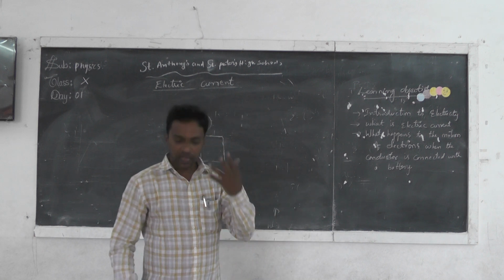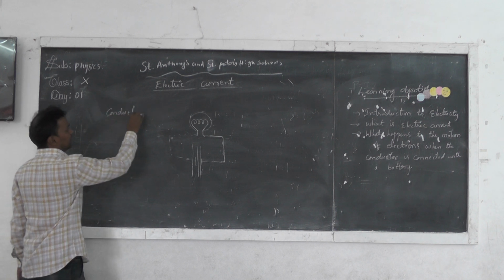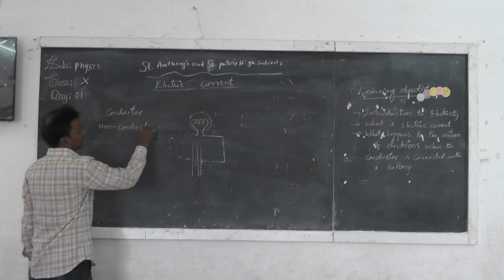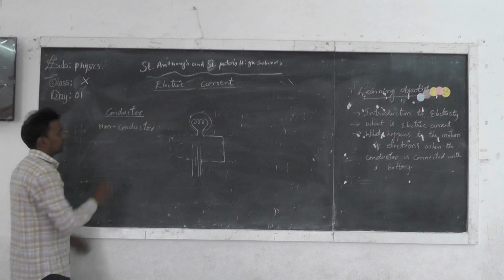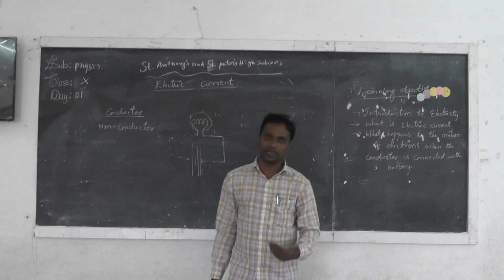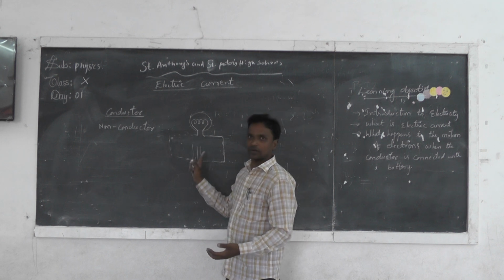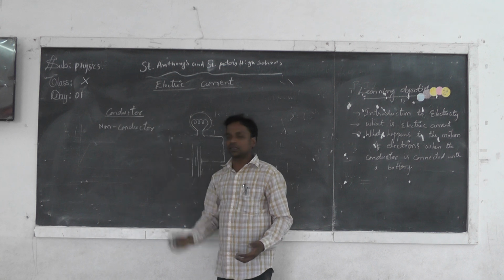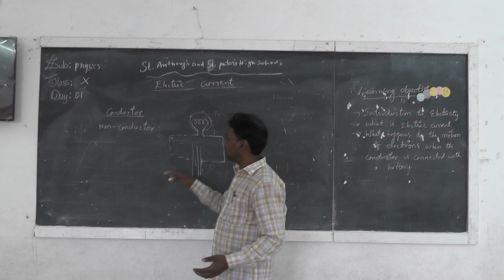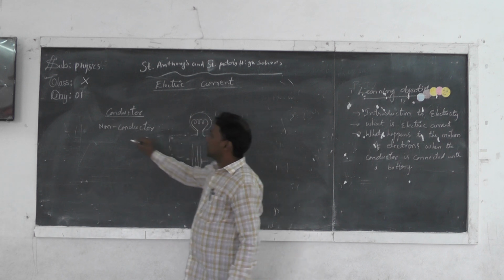From this situation, I can come to a conclusion about conductors and non-conductors. Conductor means the material which allows electrical energy to pass from the source to the bulb. Here in this case, the source is the battery. The material, like the nylon wire I mentioned, which does not allow the electrical energy to pass from the battery to the electric bulb is called a non-conductor.